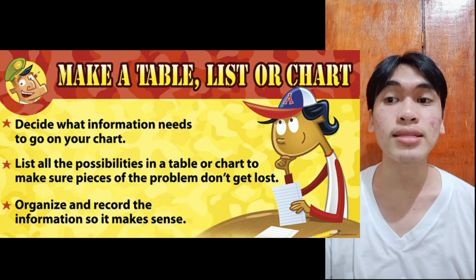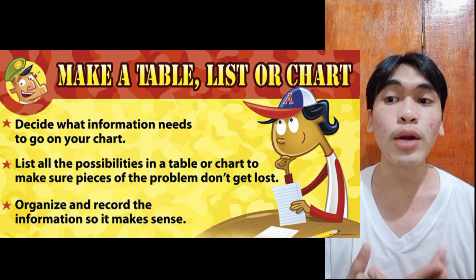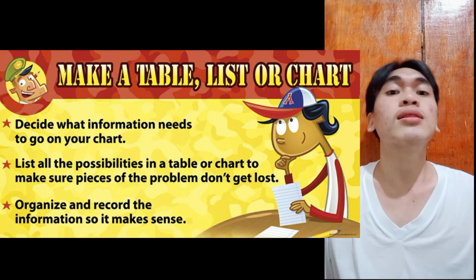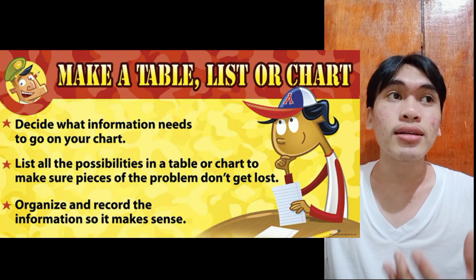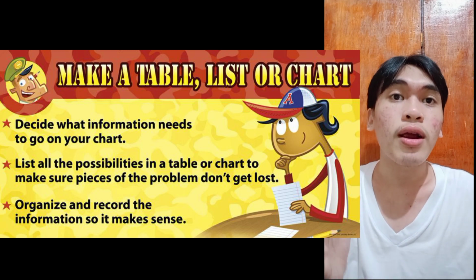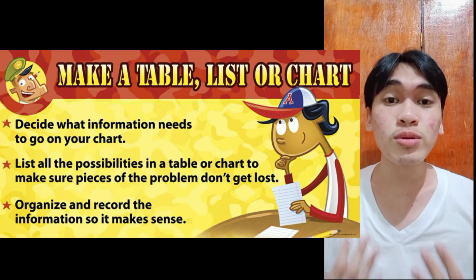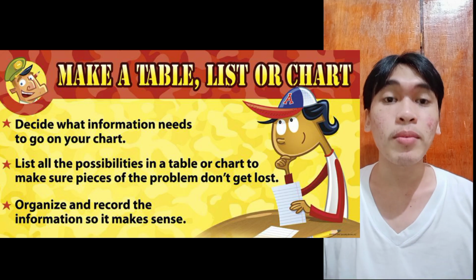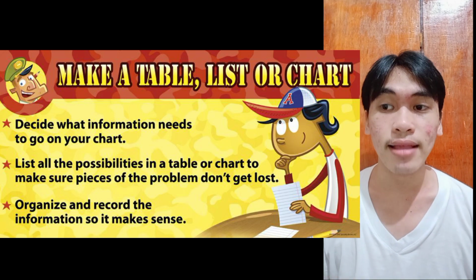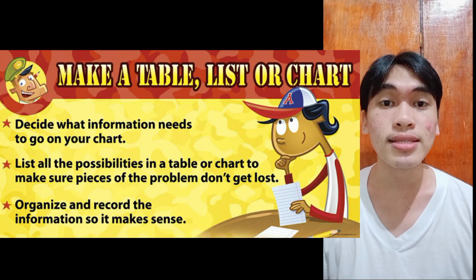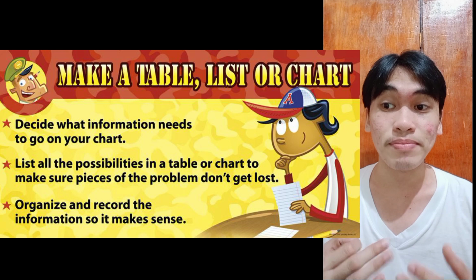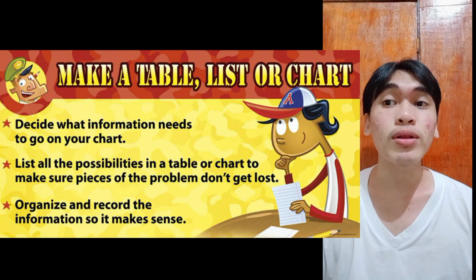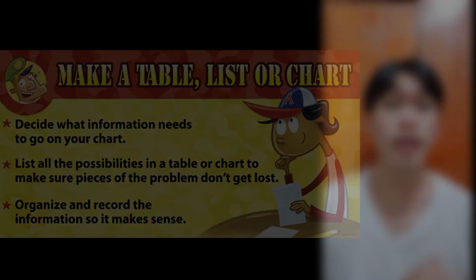So I would make a table, list, or chart. Decide what information needs to go on our chart. List all the possibilities, the factors that might help me lose weight, so that pieces of the problem don't get lost. Organize and record the information so it makes sense. So we need to make a table, list or chart. That is number three.